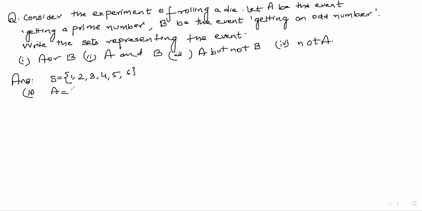So A is 2, 3, and 5. Very good. Now find A complement. This is simple. Can you tell me the answer? It is 1, 4, and 6. Very good.